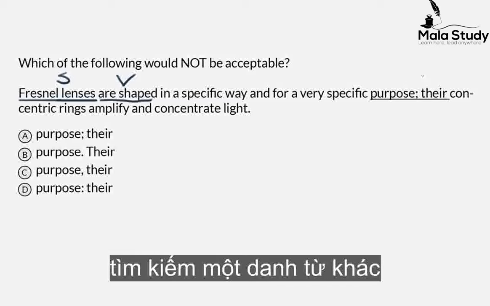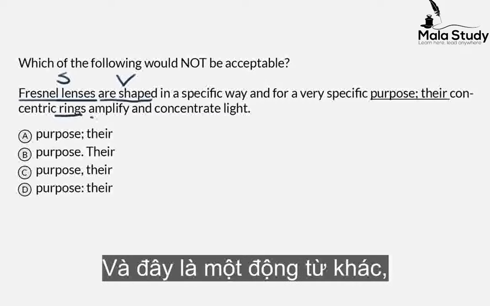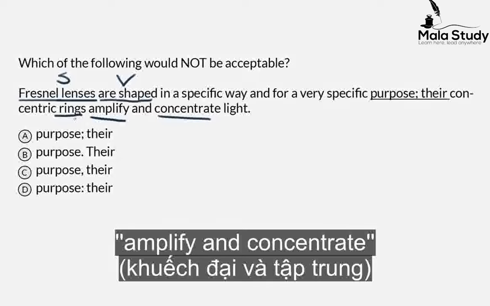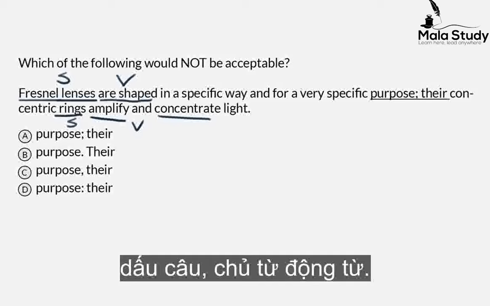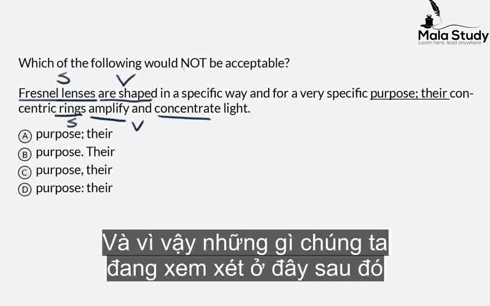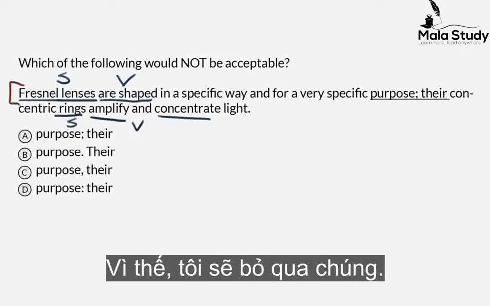And then we're going to be looking for another noun that has a verb. Oh, there's another one, rings. And then here's another verb, amplify and concentrate. So we've got a subject, verb, punctuation, subject, verb. And so what we're looking at here then is two independent clauses. So I'll bracket them off.